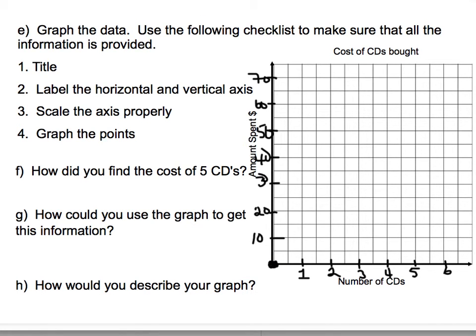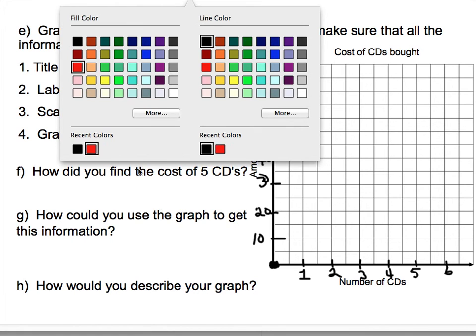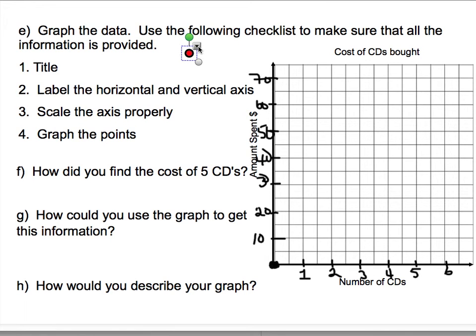Okay, let me see if I can actually get nice data points for you. I'm going to fill it in with red. Okay, so here's 0, 0. Then my next one was 1 CD was $12, so about right there. 2 CDs was $24, so just under half. 3 CDs was 36, so just over a half.